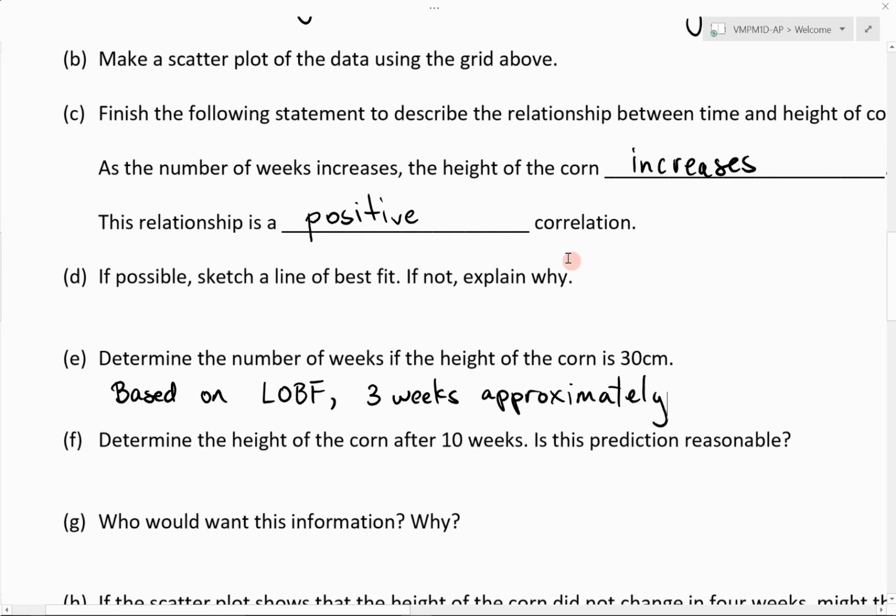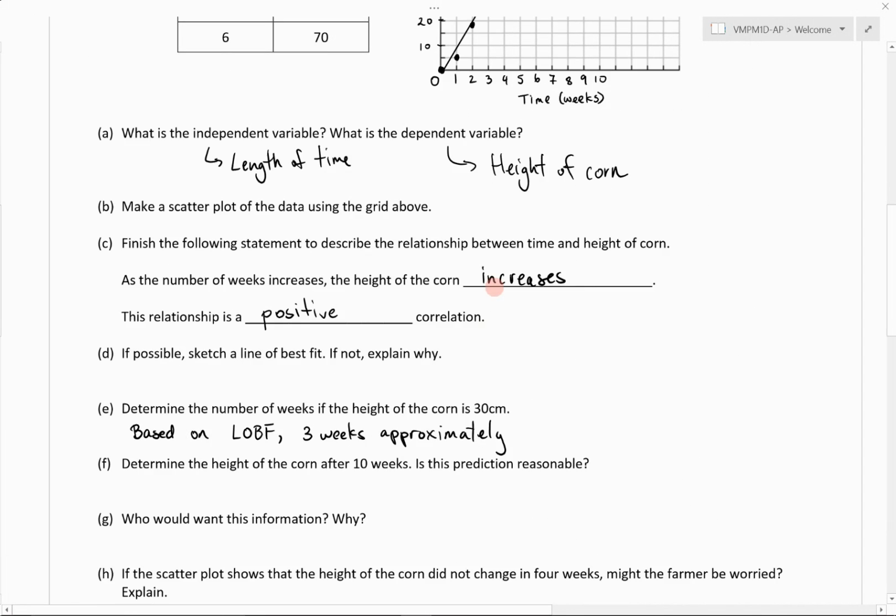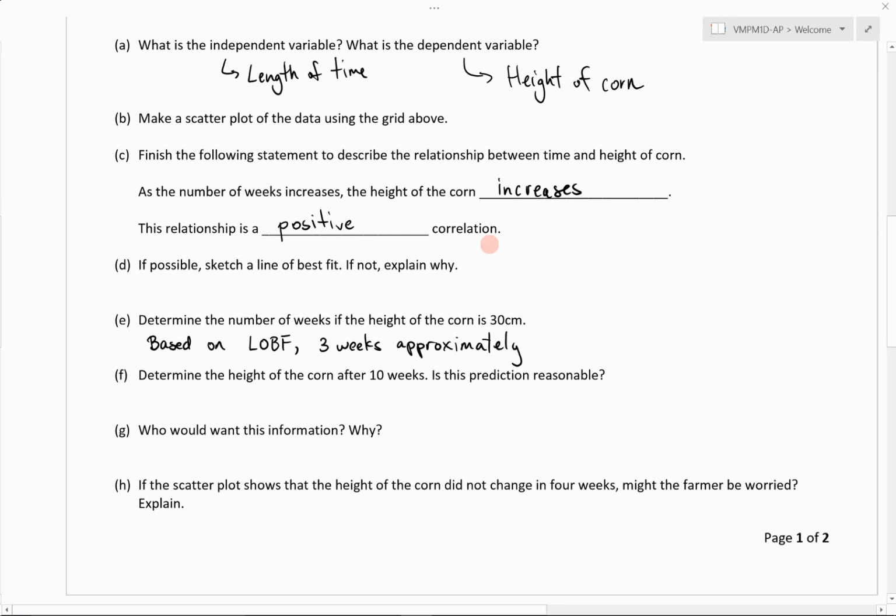Determine the height of the corn after 10 weeks. Is the prediction reasonable? So again, our data only goes up to 6 weeks. So to get to 10 weeks, we have to make a prediction using our line of best fit. So at 10 weeks, if we go to 10 and go all the way up to our line of best fit, it doesn't even reach. It's going to be beyond 100 centimeters. Okay. So it's going to be greater. It's going to be more than 100 centimeters. You can't say exactly what it is. Maybe 115. Okay. So based on a line of best fit, greater than 100 centimeters, maybe 110 to 115.